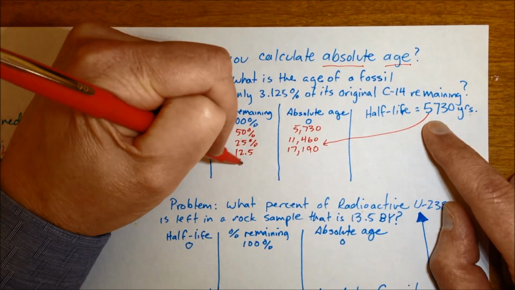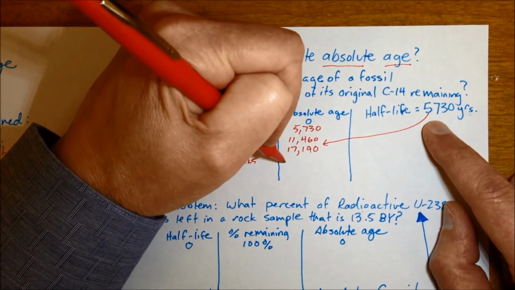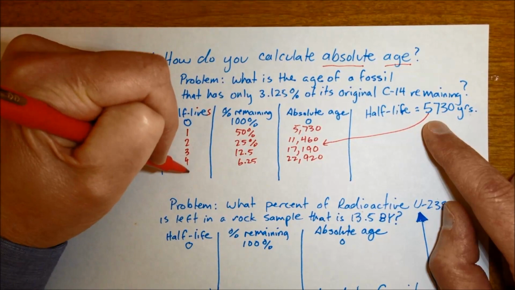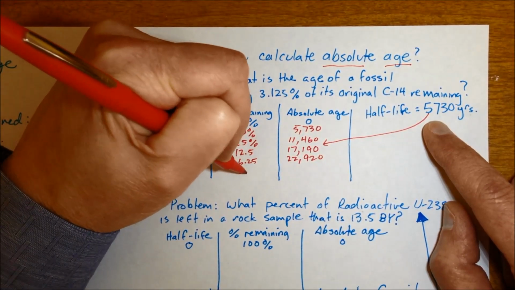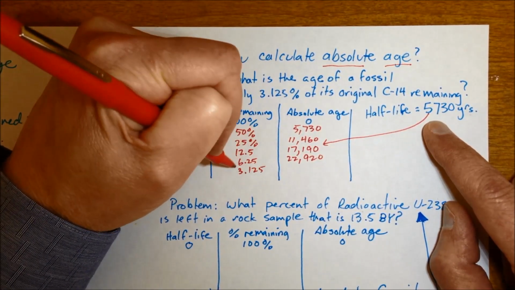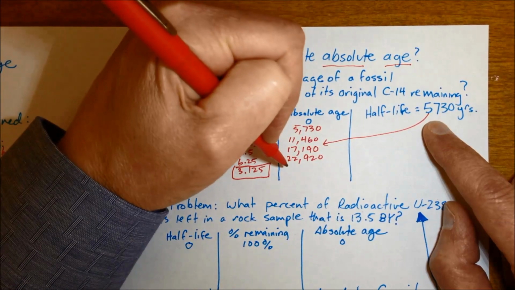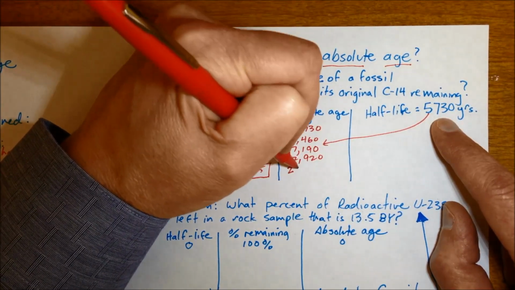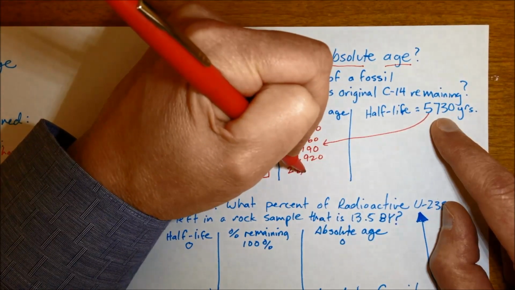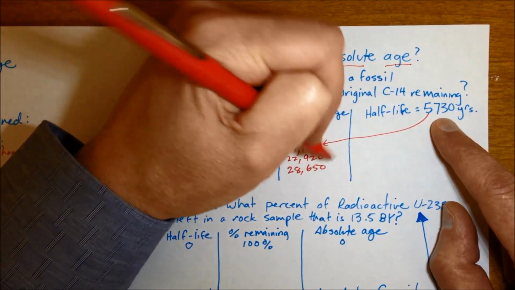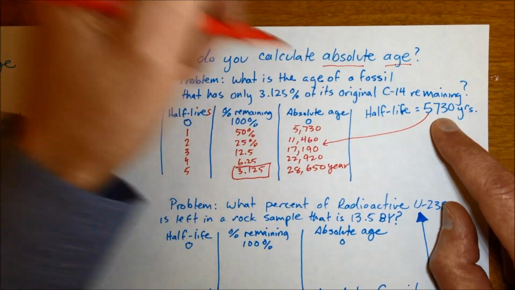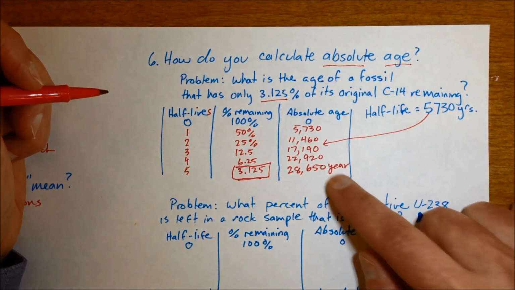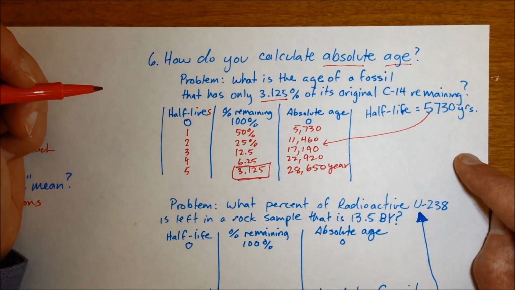After 4 half-lives, that's 6.25%, so that's going to be 22,920. After 5 half-lives, I cut that in half. I get to the magic number that the problem's asking me about. And if I add another 5,730 years, I get 28,650. So that fossil with 3.125% left in it would be about 28,650 years old.